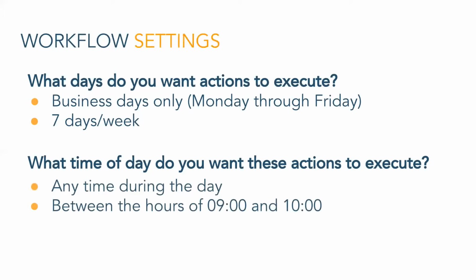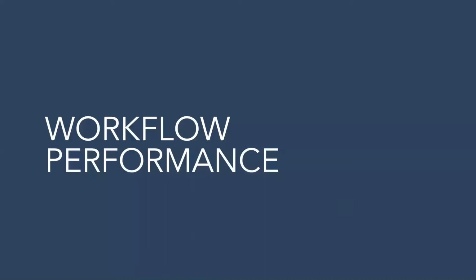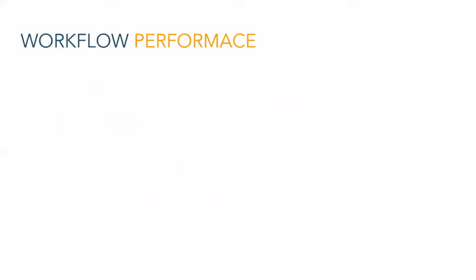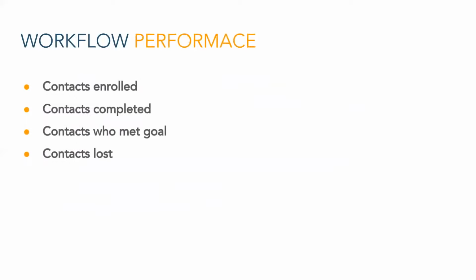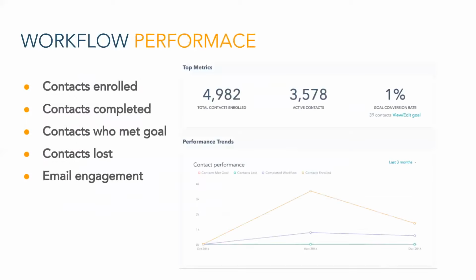The next thing I want to look at then is workflow performance. So this is going to be really important. It's a visual representation of your workflow's performance within a selected date range. So you're going to see these metrics, okay? Contacts enrolled: how many contacts were enrolled in this workflow? How many completed the workflow? Who met the goal? How many were lost? And what your email engagement rate was like, okay?